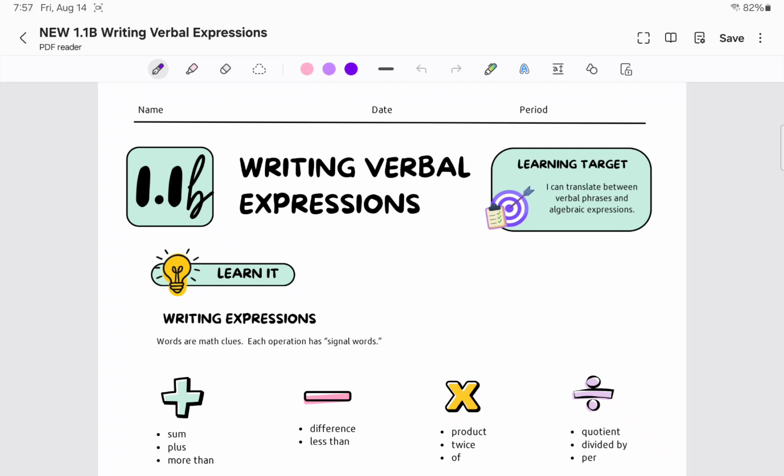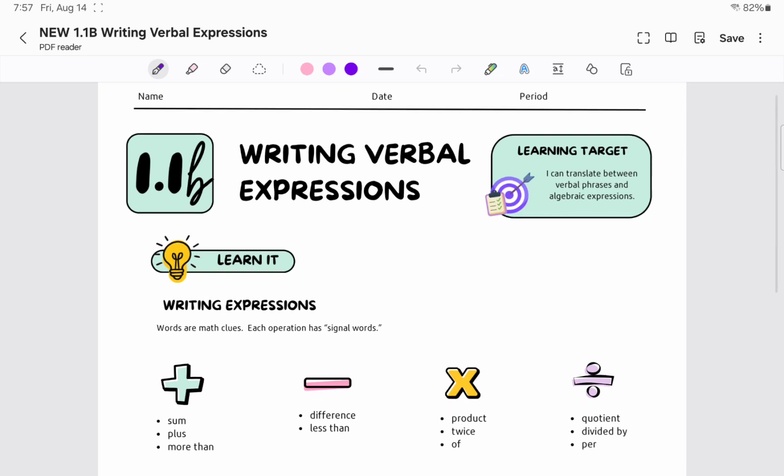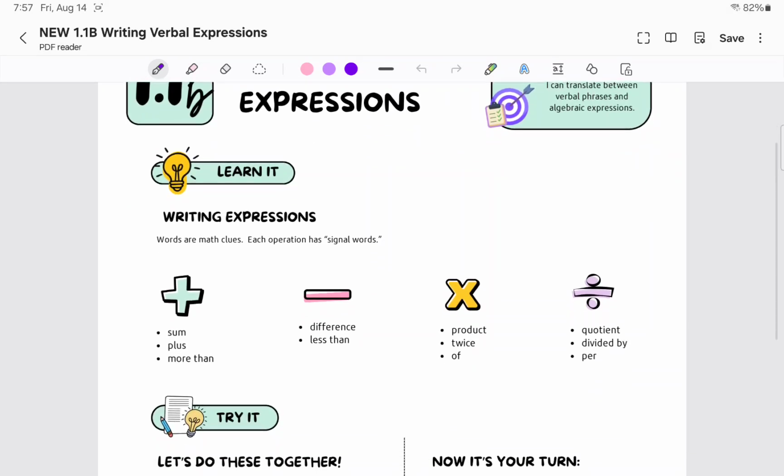By the end of this mini lesson, you'll be able to translate between verbal phrases and algebraic expressions. So let's look at this top part, which says that writing expressions, what we do when we do that is we look at the words. The words are math clues. Each operation has signal words that are going to help us know which operation to use.